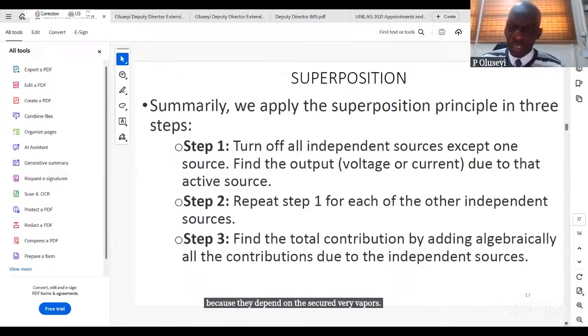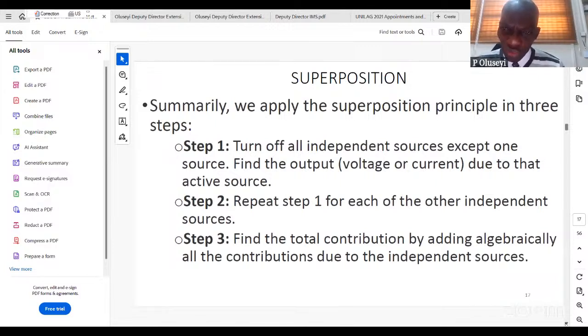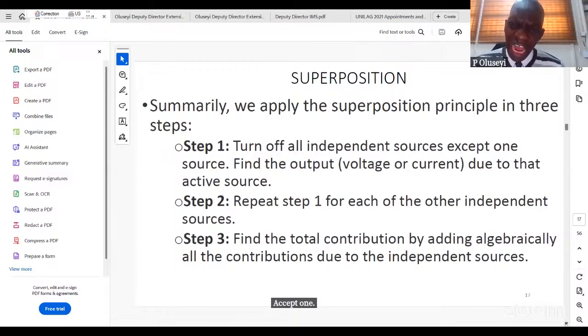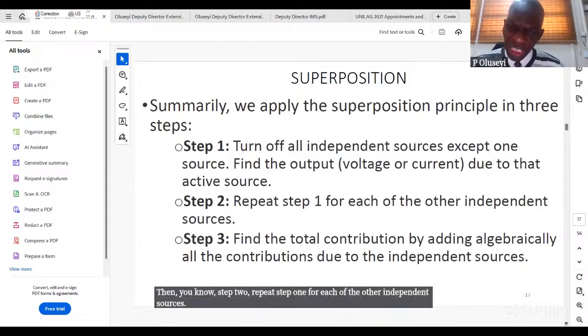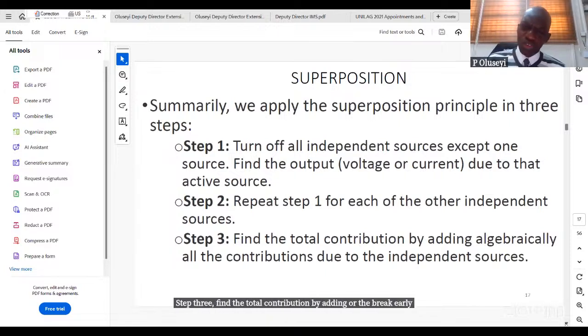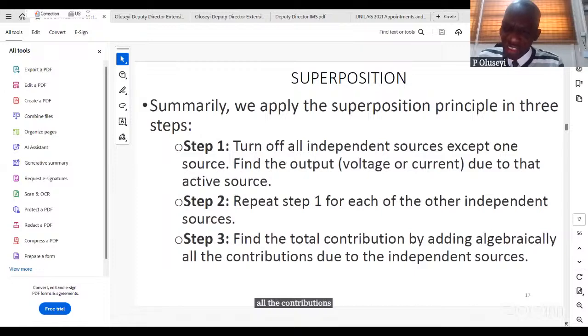So what are the steps if you want to work it out mathematically? Step 1, turn off all independent sources. You remember, it is independent sources. All the dependent sources, you cannot turn them off. Leave only one source active and find the output due to that active source. Step 2, repeat step 1 for each of the other independent sources. Step 3, find the total contribution by adding algebraically all the contributions due to the independent sources.